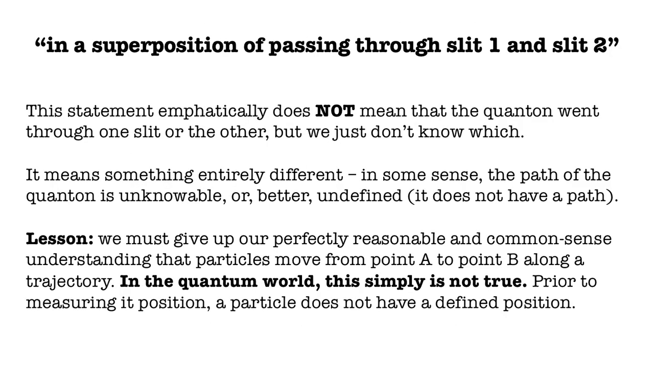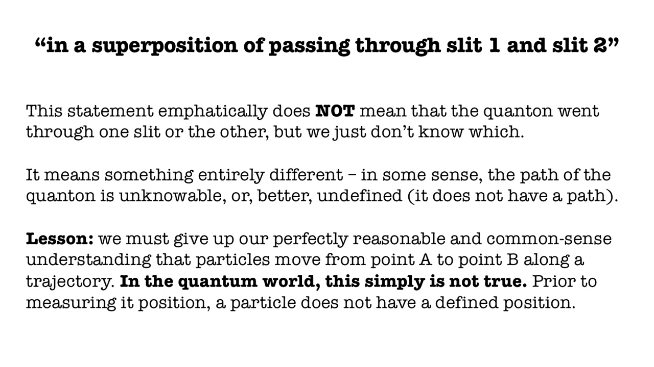And I just want to be really clear about what superposition does not mean. Okay, it does not mean that the quanton either went through one slit or the other, but we just don't know which. We're saying something different. We're saying that there is no path, there is no trajectory for the quanton. It's not knowable. It's not that we don't know it, but we could have. It's that it is not knowable because it was undefined. The quanton simply does not have a path. The quanton simply does not have a trajectory, so we cannot say that it went through one slit or the other. And this is hard, right?